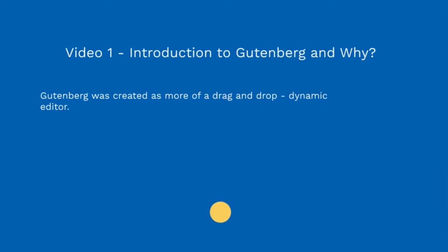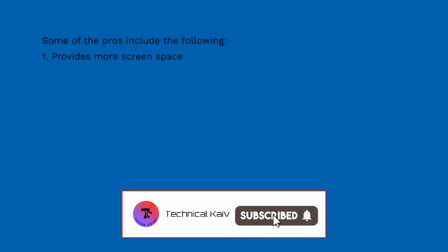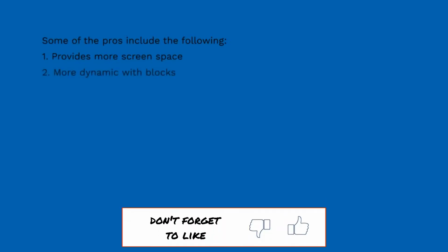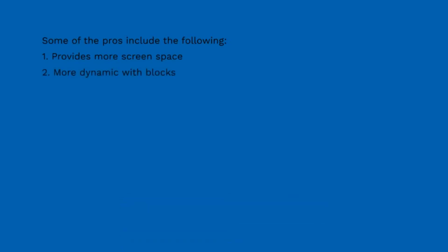Gutenberg was created as more of a drag and drop dynamic editor. Now, there are pros and cons, so I want to make sure that you are able to see both sides. Some of the pros include the following. Number 1, it provides more screen space. Number 2, it's more dynamic with blocks. And number 3, blocks are fun to use.